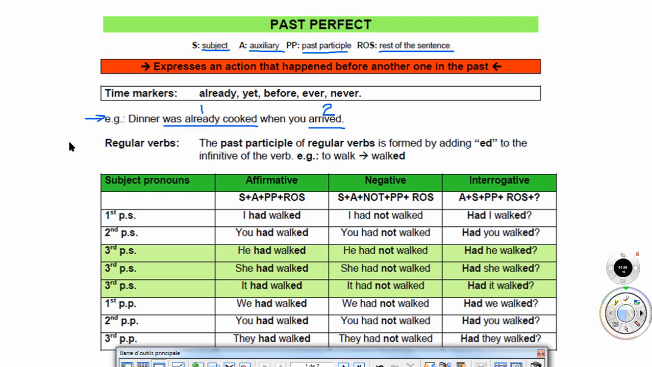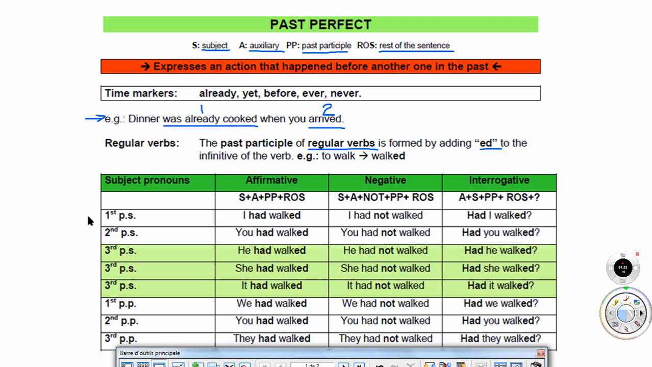For the past perfect, we have a different conjugation depending if it's a regular verb or an irregular verb. First, we're going to look at how to conjugate with regular verbs. The past participle of regular verbs is formed by adding ed to the infinitive of the verb. Example, to walk will become walked.